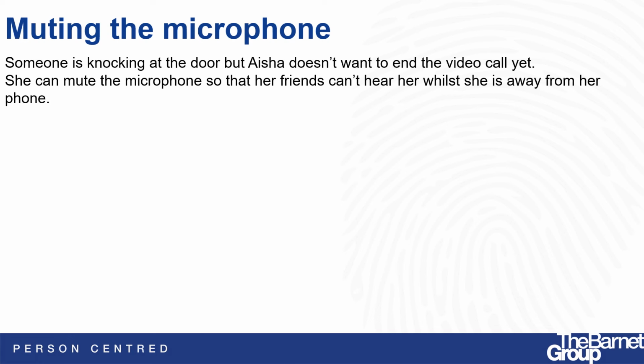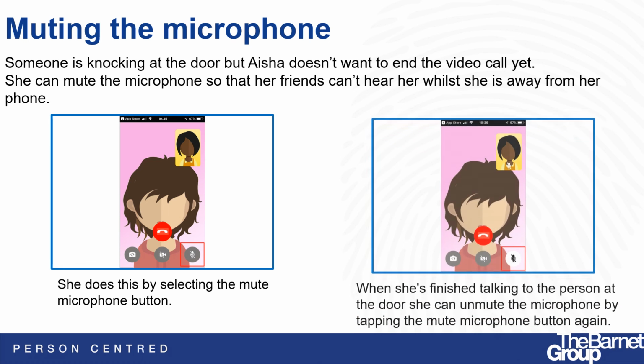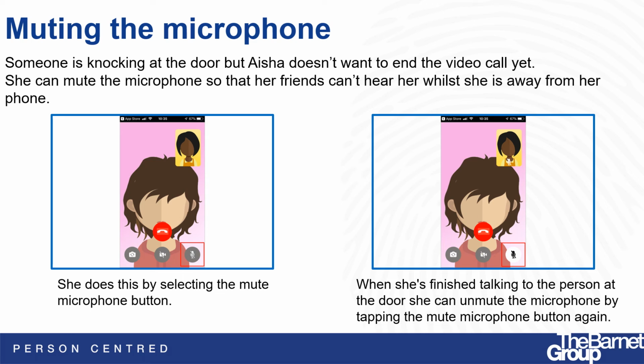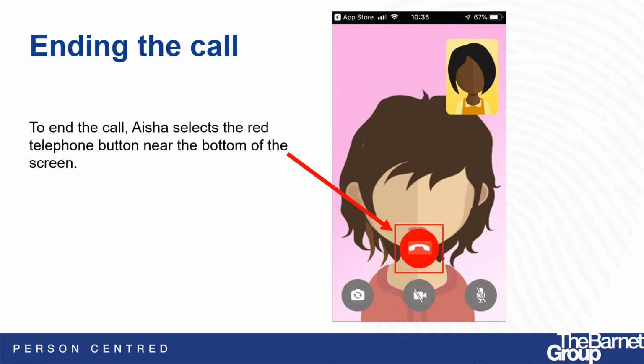Muting the microphone. Someone is knocking at the door, but Aisha doesn't want to end the video call yet. She can mute the microphone so that her friends can't hear her while she's away from the phone. She does this by selecting the mute microphone button. When she's finished talking to the person at the door, she can unmute the microphone by tapping the mute microphone button again. Finally, to end the call, Aisha selects the red telephone button near the bottom of the screen.